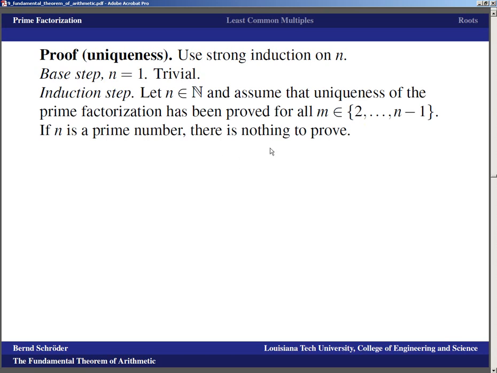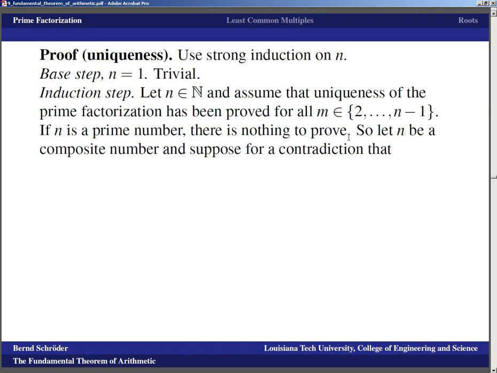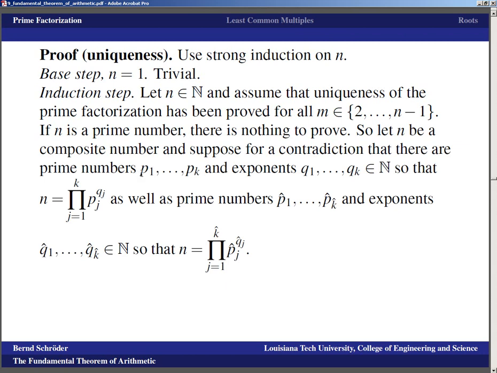If n is a prime number, there's nothing to be proved, because prime numbers can be only factored one way. That's the definition. So now we let n be a composite number, and we suppose for a contradiction that there are prime numbers p_1 through p_k and exponents q_1 through q_k, so that n is the product j equals 1 to k of p_j to the q_j, as well as, and those should all be distinct prime numbers, p̂_1 through p̂_k̂, and exponents q̂_1 through q̂_k̂ in the natural numbers, so that n is the product j equals 1 to k̂ of p̂_j raised to the q̂_j. So that would be two different prime factorizations.